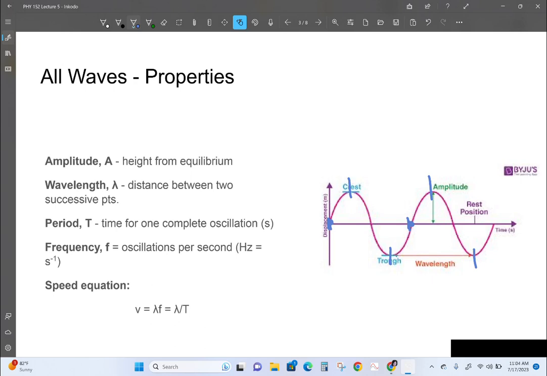Period is the time for that one wave to occur, in seconds. Frequency is how many waves per second pass a given point. And we know that frequency is inversely related to period, just like it was for simple harmonic oscillators. And the other thing is speed. Speed of the wave is equal to the wavelength, which is given by the Greek letter lambda, times the frequency, or lambda over T. So if I want to know the speed of propagation, in meters per second, I need to know the wavelength and the frequency, or the wavelength and the period.